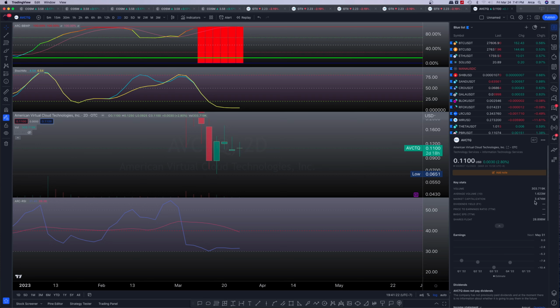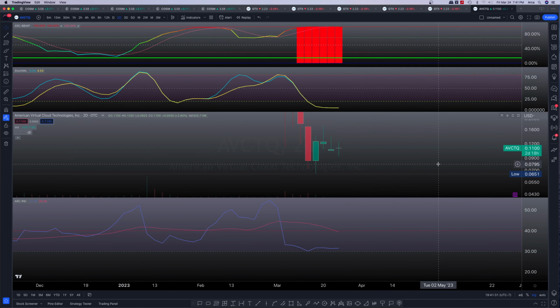The market capitalization on this is a tiny 3.47 million. The share float is a very tiny 28.8 million. So it's a little bit of a high risk play as well.